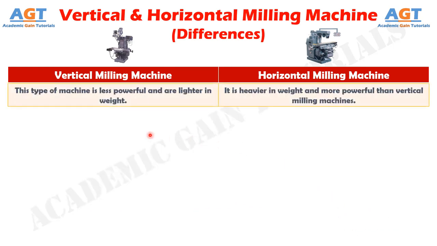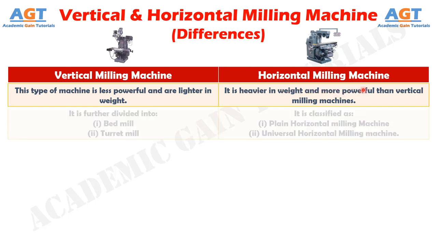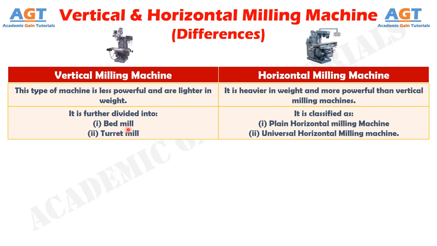A vertical milling machine is less powerful and lighter in weight, whereas a horizontal milling machine is heavier in weight and more powerful than vertical milling machines. A vertical milling machine is further divided into bed mill and turret mill, whereas a horizontal milling machine is classified as plain horizontal milling machine and universal horizontal milling machine. In short, we can say that vertical milling machines are versatile and mostly used, while a horizontal milling machine is perfect for high chip removal work, high horsepower and heavy duty.